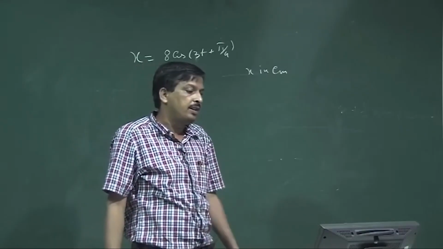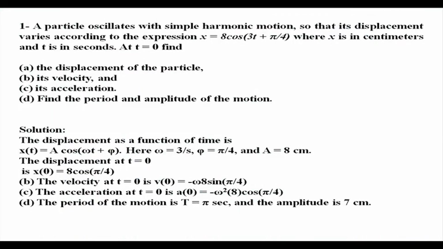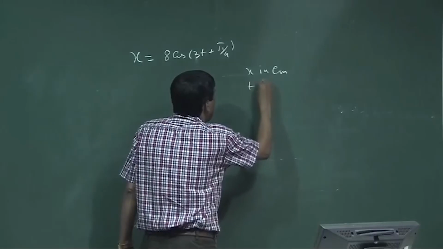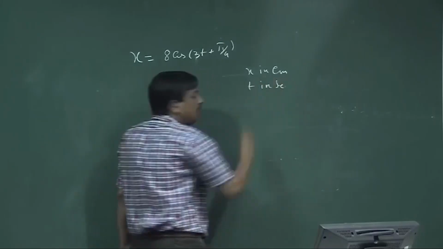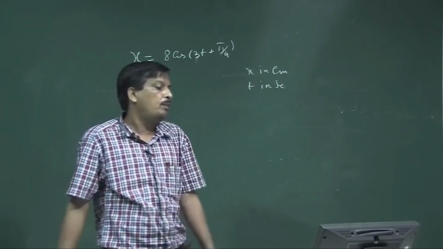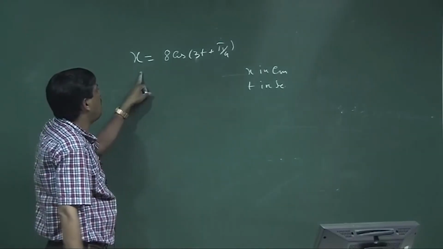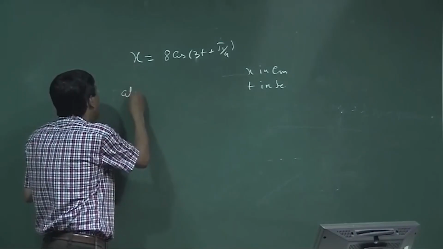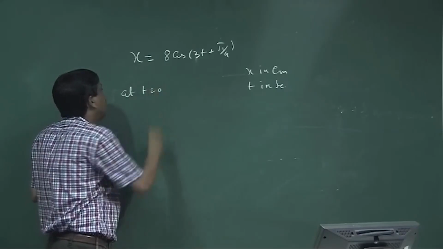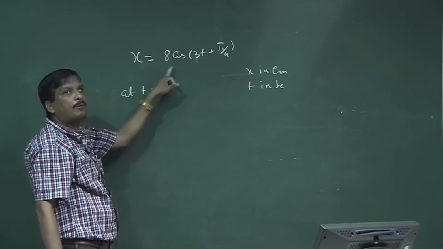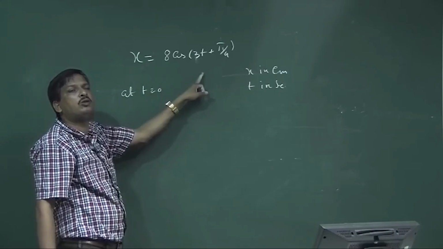Now, x is in centimeter and t is in second. Okay. Now, if I say find out the displacement of the particle at t equal to 0, what should be the displacement of the particle at t equal to 0?